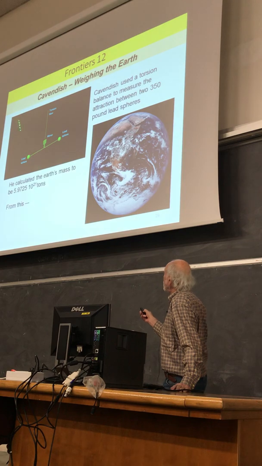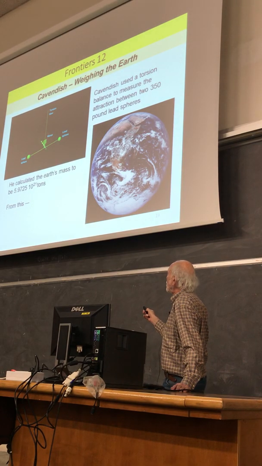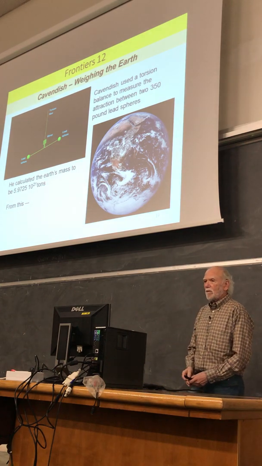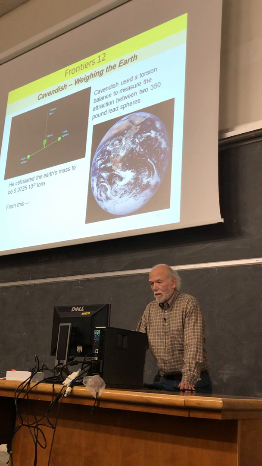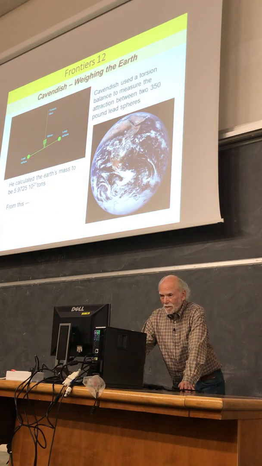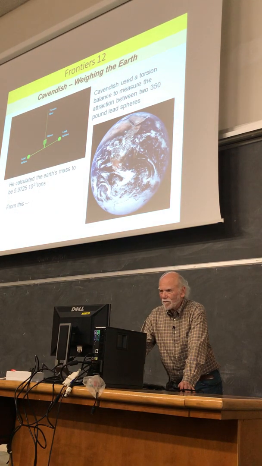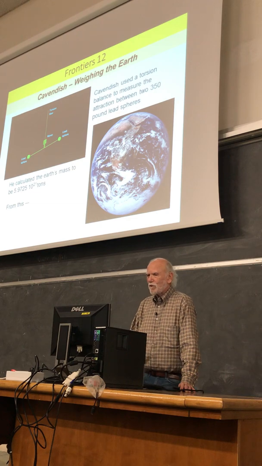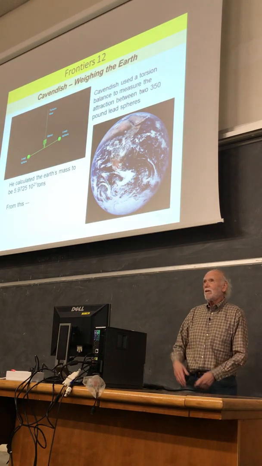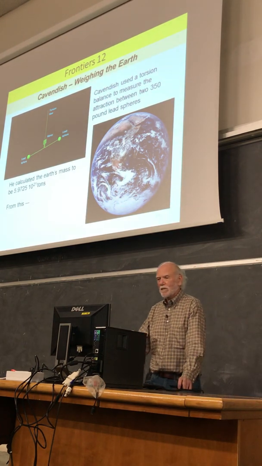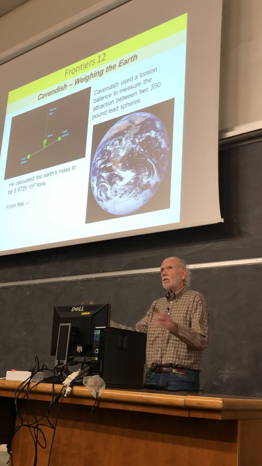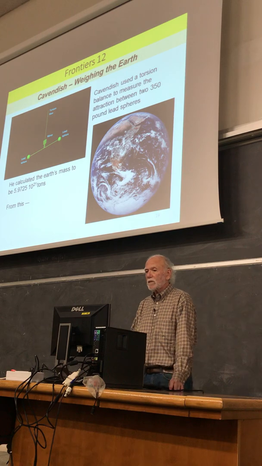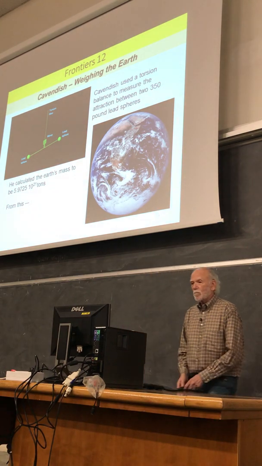If he brought a weight near here and a weight near here, it twisted this a little bit. He measured the amount of twist, and from the amount of twist, he determined the mass of the Earth, which he got to be 5.9725 × 10^21 in his units, which were British tons. And from that, once you know the mass of the Earth and you know the trajectories, then you can immediately determine G.